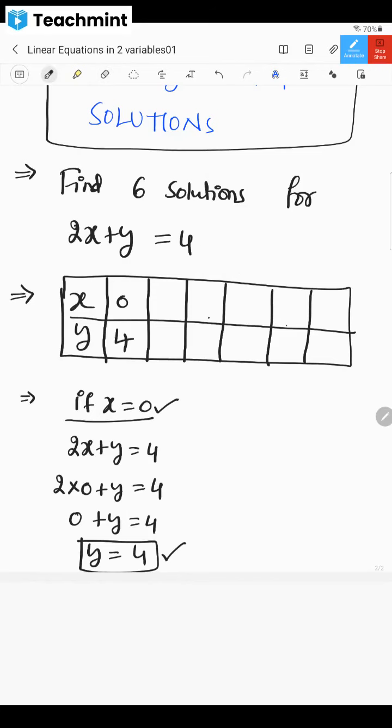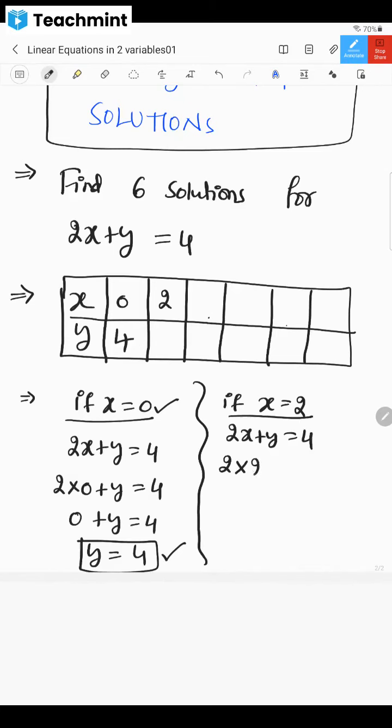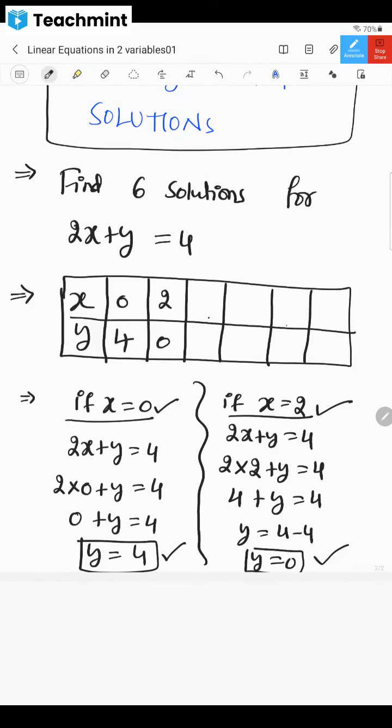Now the second solution. For example, randomly I'm taking x is equal to 2. Keep x equal to 2 here. Then what is the equation? 2x plus y is equal to 4, no? Then I get 2 into 2 plus y is equal to 4, right? So instead of x, I'm placing 2 here. 2 into 2 is 4. 4 plus y is equal to 4. Then y is equal to 4 minus 4. Then y is equal to 0, right? So whenever x is 2, y is 0. So I got it as 0.